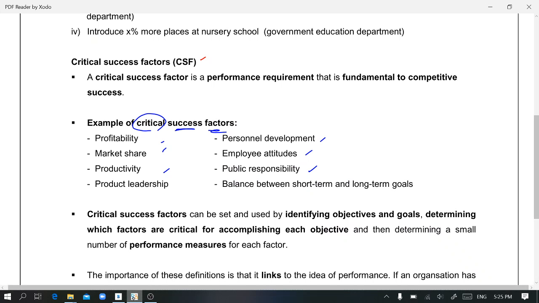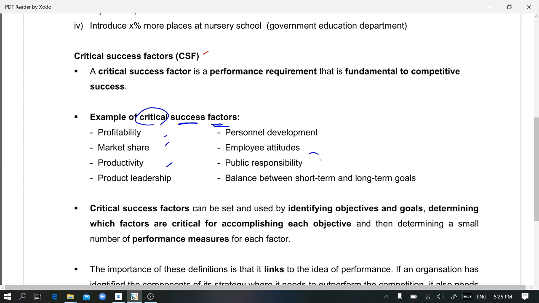So what else? Critical success factor can be employees' attitude. Probably this one will be very important for those in the service industry. Must always smile, be happy, treat the company well, customers well, then the company should be able to do well. So this is their success factor. Some companies will be based on productivity. Cost is very important. If they are able to reduce the cost, they can be successful.